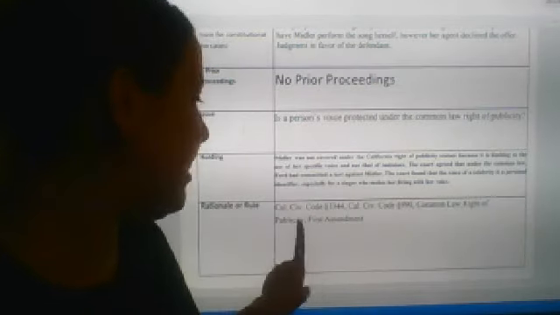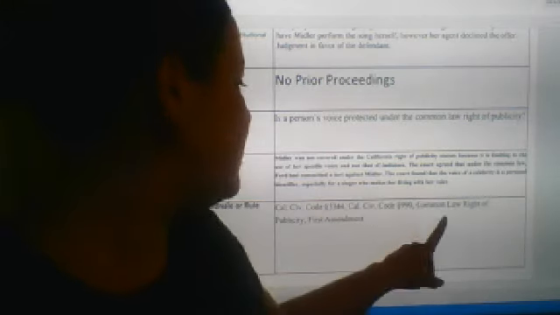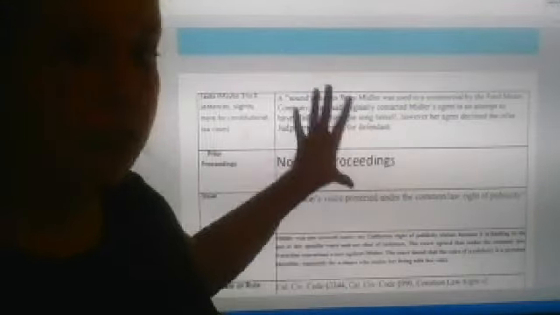The rule or rationale that they used was the California Civic Code 3344, and the California Civic Code 990, and the common law right of publicity and the First Amendment. And that's how your brief would look.